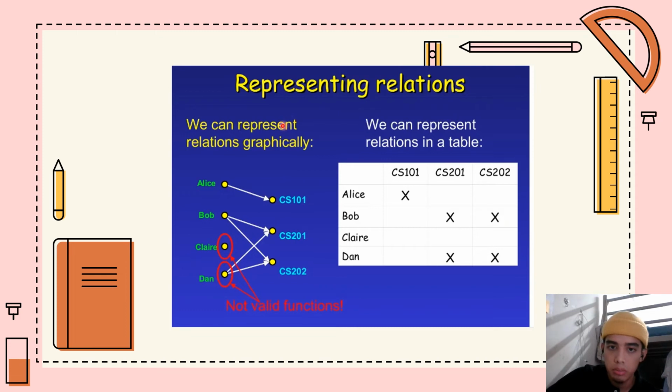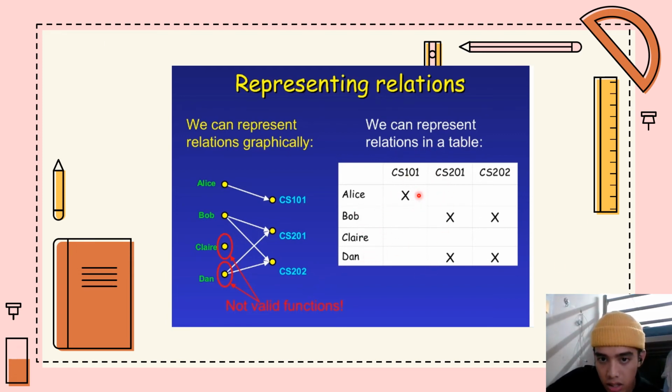The diagram representing the relation. We can present a relation graphically. This is the mapping diagram. Alice corresponds to CS101, Bob corresponds to CS201. Claire has no relation, so this is not a valid function. And Dan corresponds to CS201 and CS202.